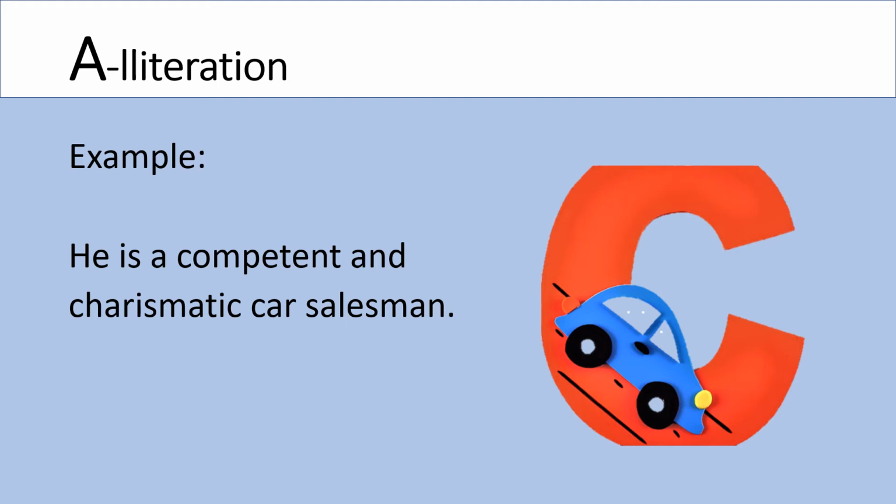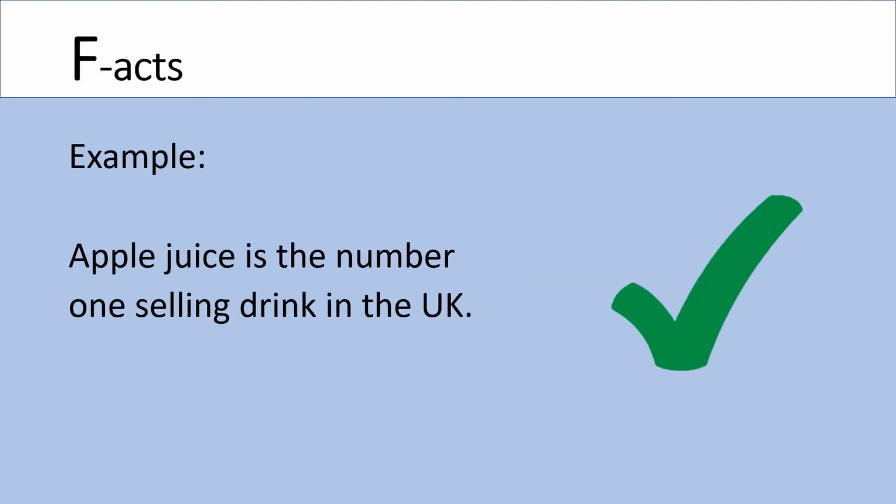Alliteration. So he is a competent and charismatic car salesman. So alliteration is also used a lot in descriptive writing, but when you're writing to persuade, it doesn't harm your chances to make your writing pop and stand out. So using alliteration can make it read in a slightly more pleasing way to the reader.